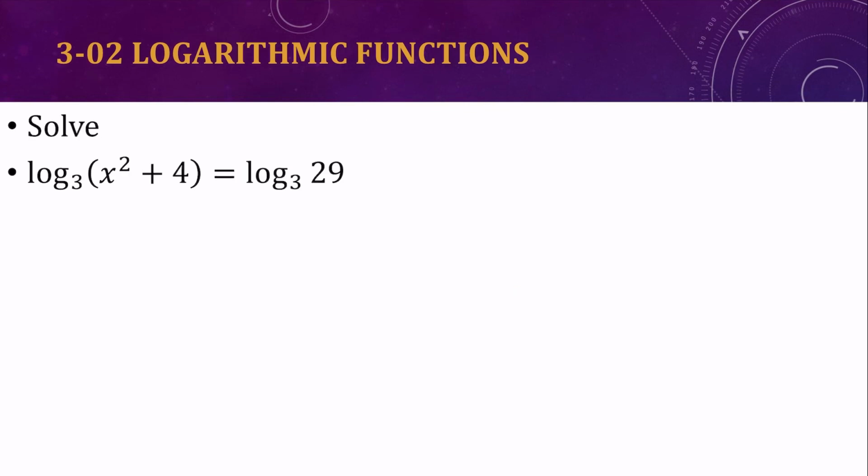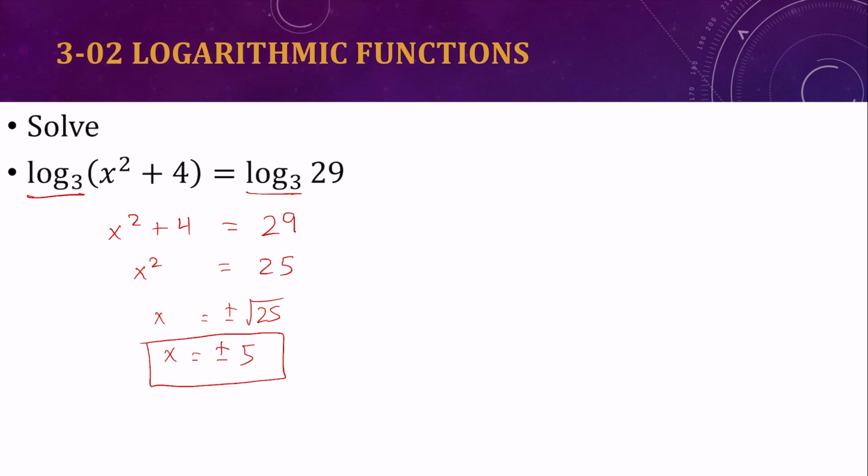So let's use these properties to solve this little equation. All right, notice the log base 3 and the log base 3 are the same. Since those are the same, the things inside the logarithms also have to be the same. Subtract the 4 and take a square root. Now when you're solving and you take a square root, don't forget the plus or minus. So it looks like x would be plus or minus 5.